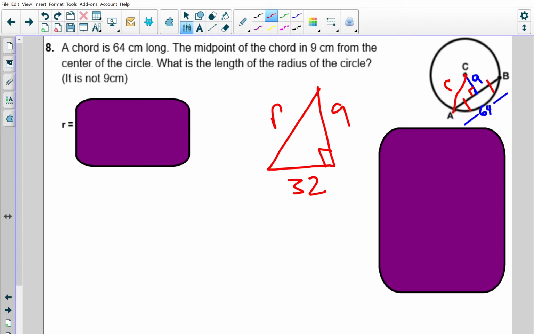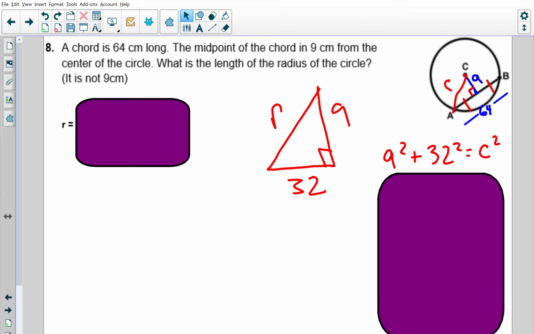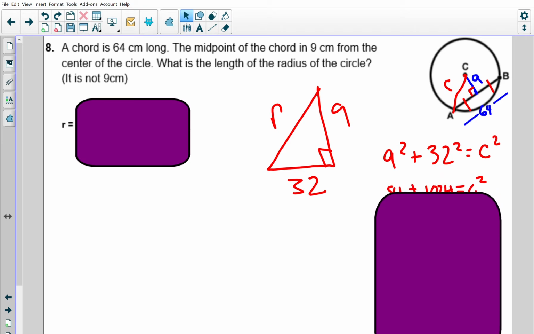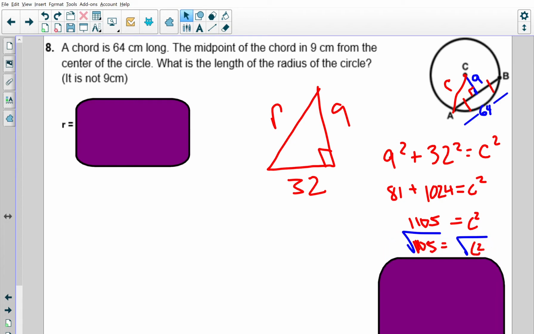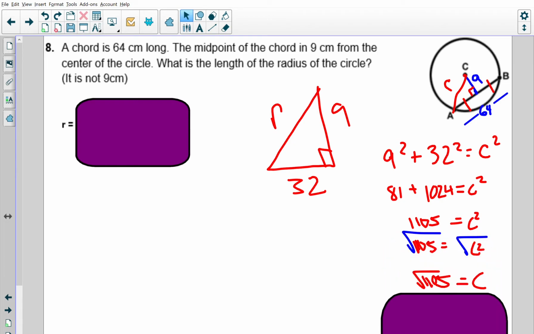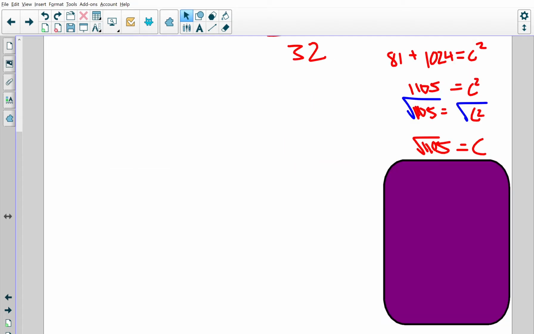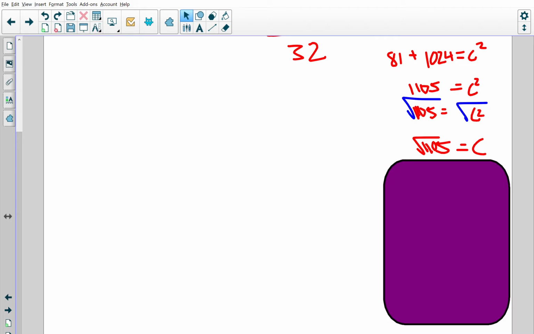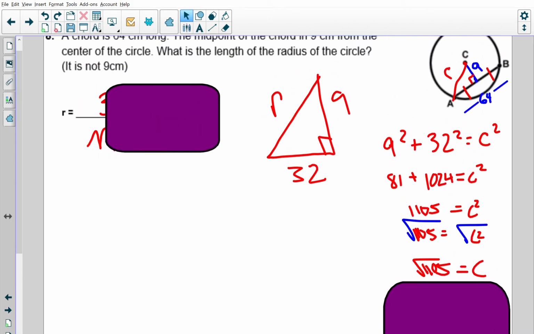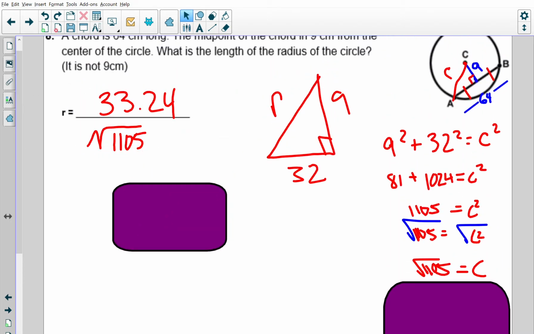Well, how do we do that? That's Pythagorean theorem. You know the legs. A squared plus B squared equals C squared. How do I undo a square? I square root 1,105. For those of you that are addicted to calculators, it's about 33.24 centimeters.